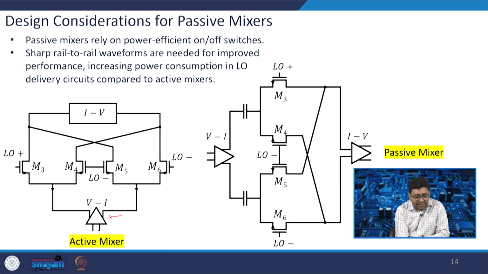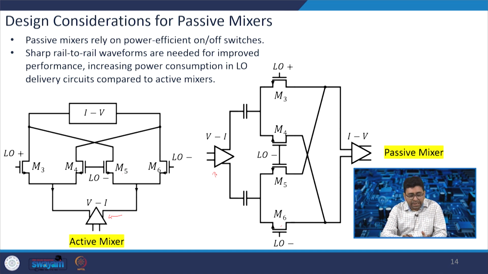Now if we consider another configuration, where we take the DC out and consider only the AC that we want to switch: first we convert the voltage to current using an amplifier, and that DC current we can block, and that AC current will be switched by the LO, and then the current will be converted into voltage. This is how we can design the passive mixer.